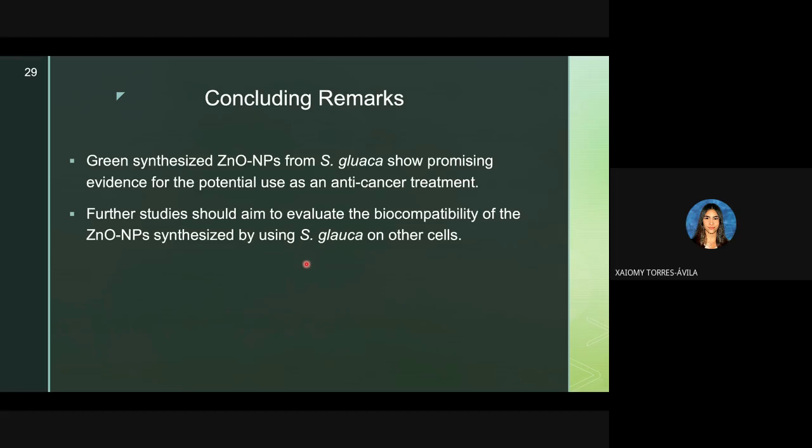As we know, red blood cells are the most common host cell in our bodies. However, they differ from other cells in the body, and they lack a nucleus in their structure. After analyzing this paper, we would be interested in seeing other studies test the biocompatibility of the zinc oxide nanoparticles synthesized using S. glauca in other cells in the body.